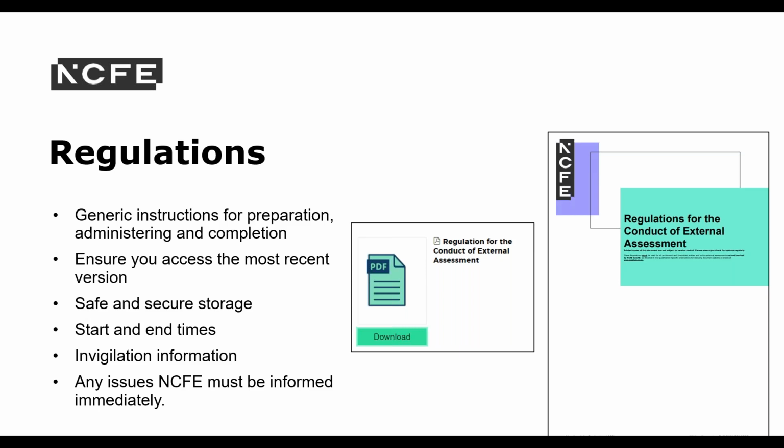For 21-22, this document has been closely aligned to the equivalent JCQ Instructions for Conducting Examinations document, but there are still significant differences for some of our qualifications. Therefore, it's best if this document is read by anyone involved with the external assessment, as if there was a concern raised about the conduct of an external assessment, then the quality assurance team would need to investigate. So the more people that are familiar with these regulations, then the smaller the chances are of that happening.